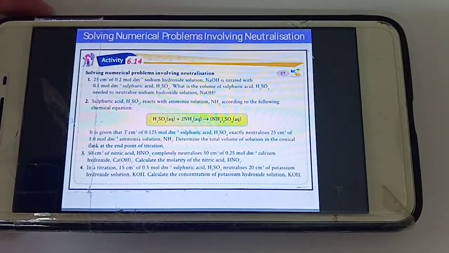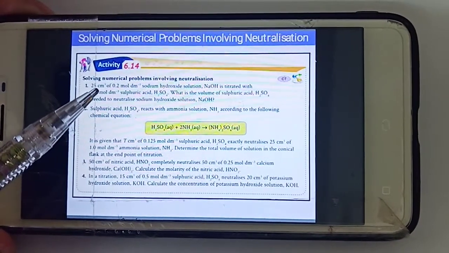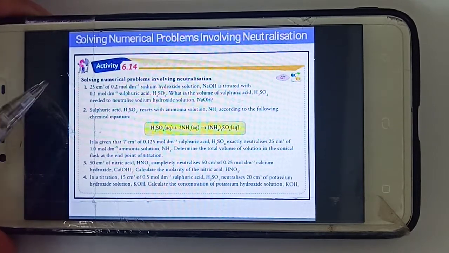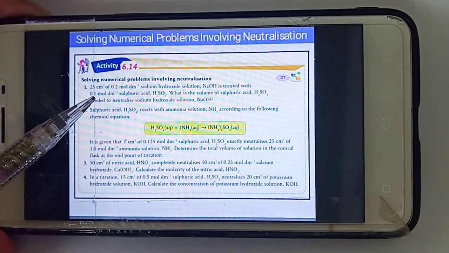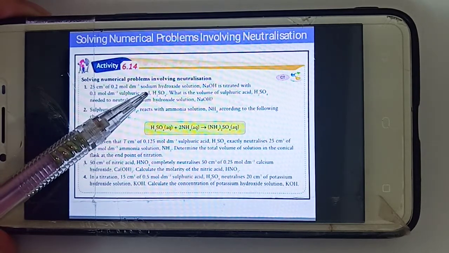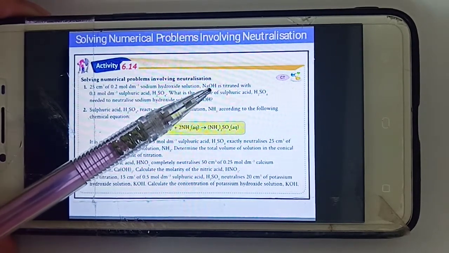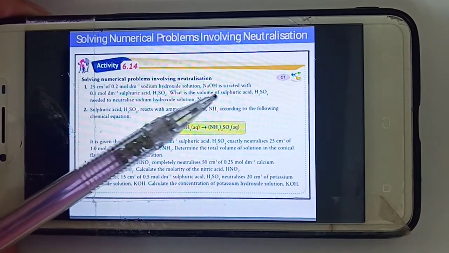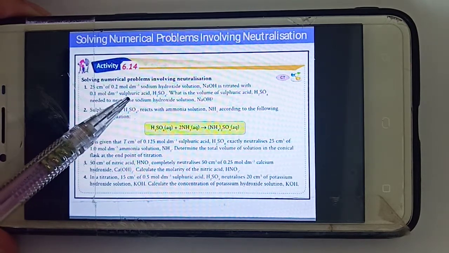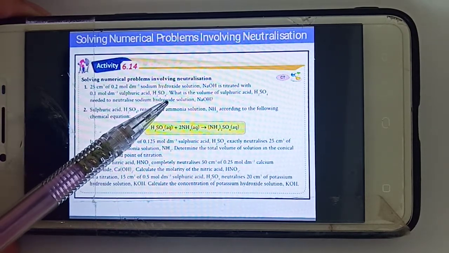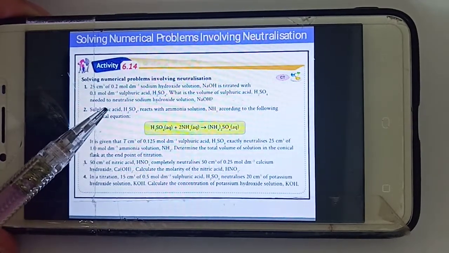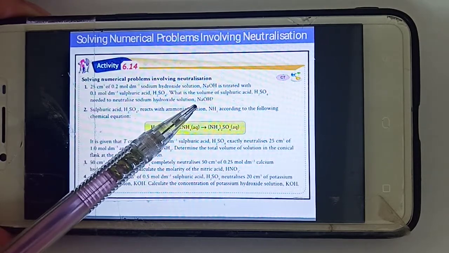Now let's look at the questions first. So this is activity 6.14, solving numerical problems involving neutralization. 25 cm³ of 0.2 mol dm⁻³ sodium hydroxide solution, NaOH, is titrated with 0.1 mol dm⁻³ sulfuric acid, H2SO4. What is the volume of sulfuric acid needed to neutralize the sodium hydroxide solution?